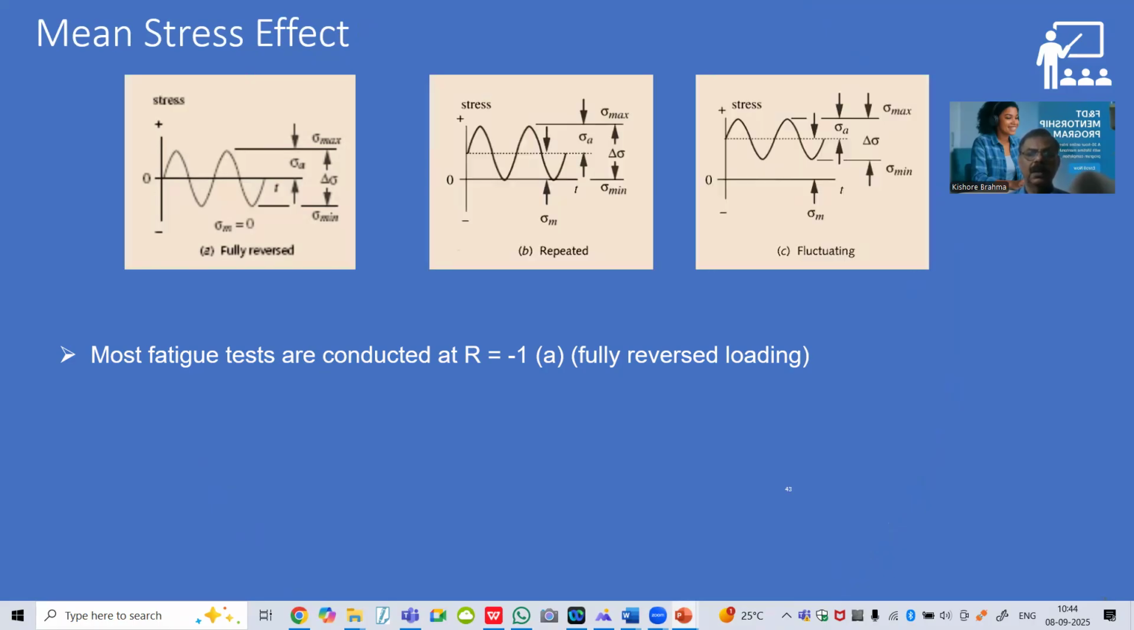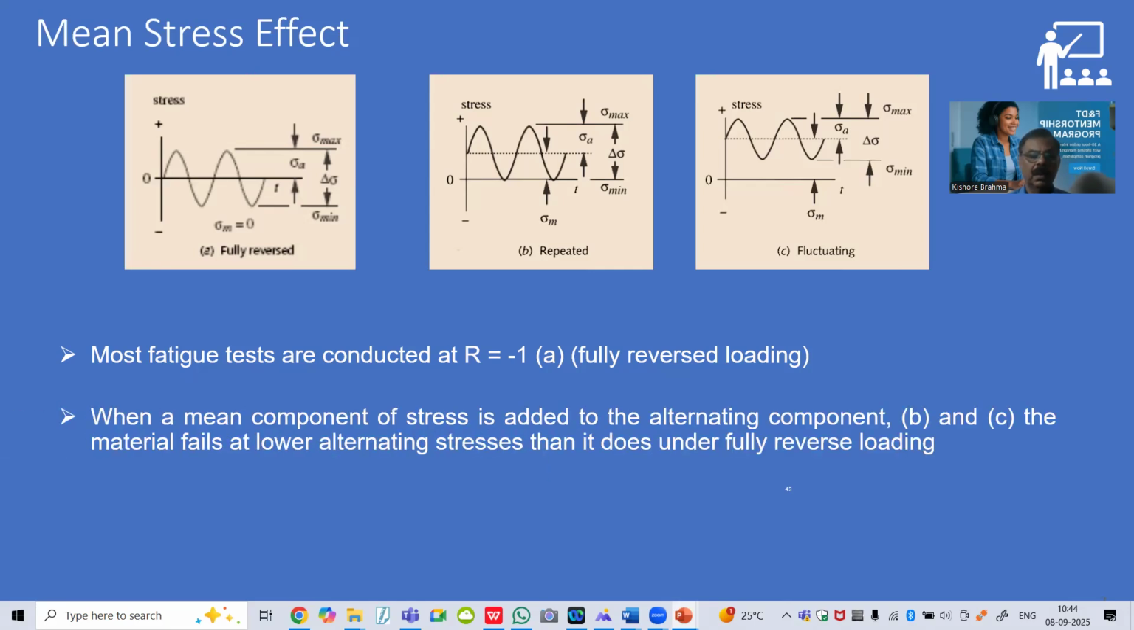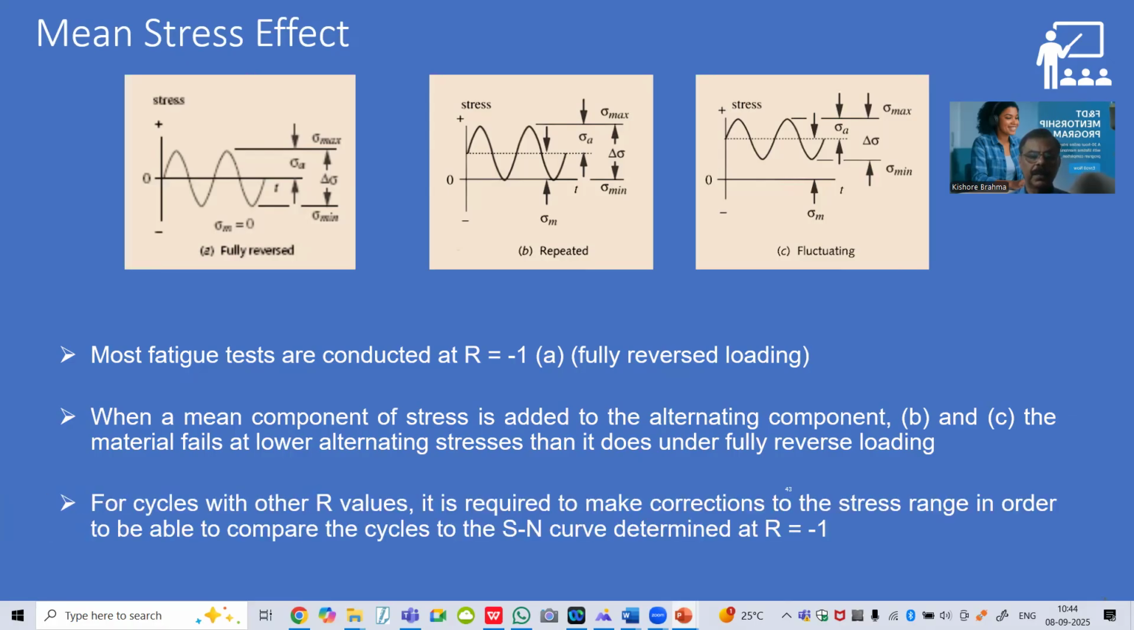And in other cases like repeated and fluctuating load, the material fails at lower alternating stress than it does in fully reversed loading. So obviously, to take into account the effect of the R value, it is required to take into account the effect of mean stress on a certain curve generated for R equal to -1.